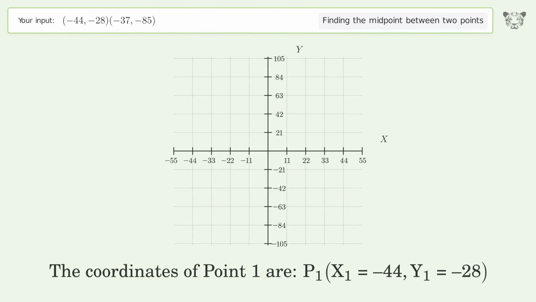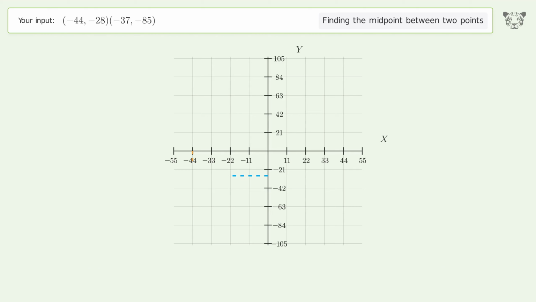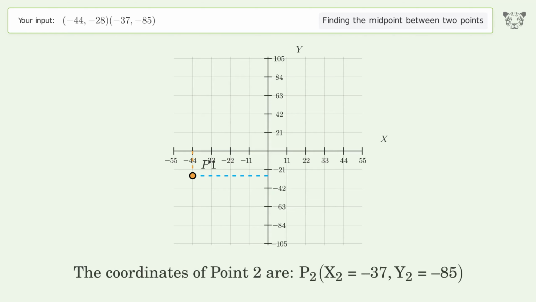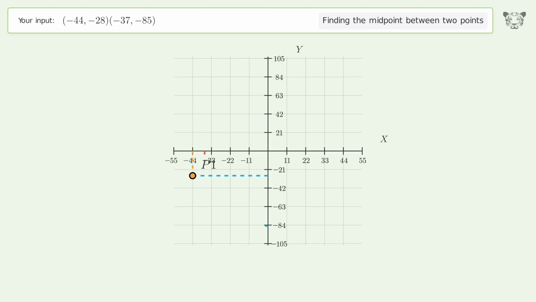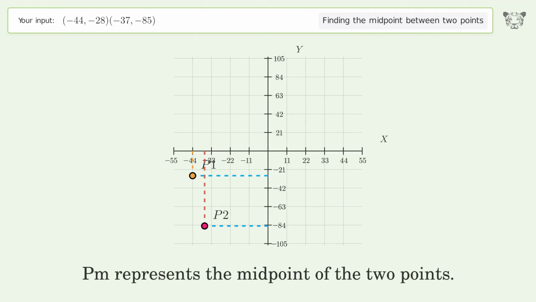The coordinates of point 1 are, x1 equals -44, y1 equals -28. The coordinates of point 2 are, x2 equals -37, y2 equals -85. PM represents the midpoint of the 2 points.